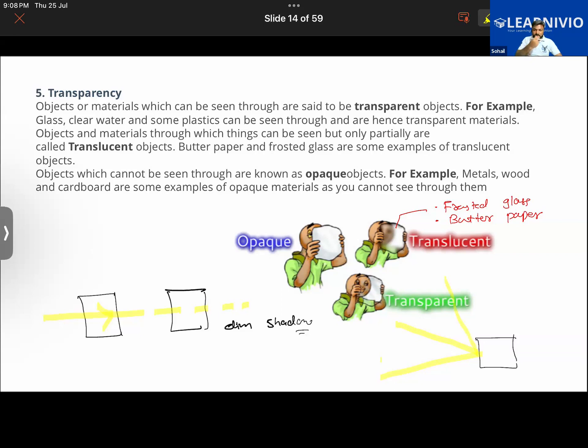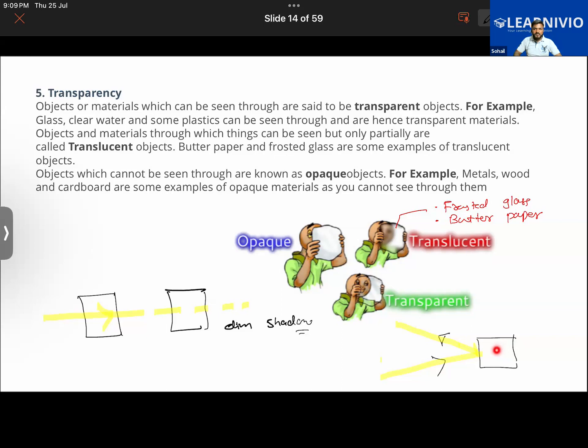Later on in the chapter on light in higher classes, you'll be studying reflection, where you'll learn the manner in which the light rays would be reflecting. But the basic thing here is that the incoming light ray would come in contact with the opaque object and it will return back into the same medium from where it was coming, meaning that it would not pass across it. So it would reflect.